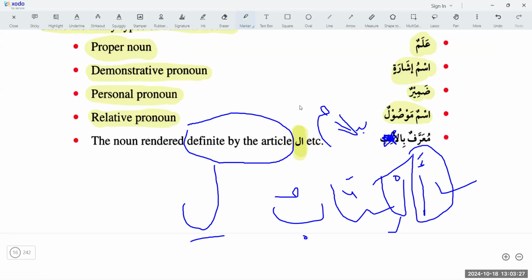This book I have already shared in the groups. If any of you didn't get it, you can download it from the group. I will share it again, inshallah. About the lesson, any question, you can ask it now.